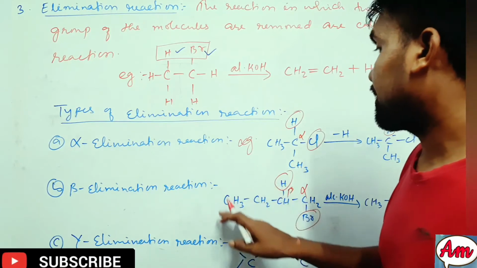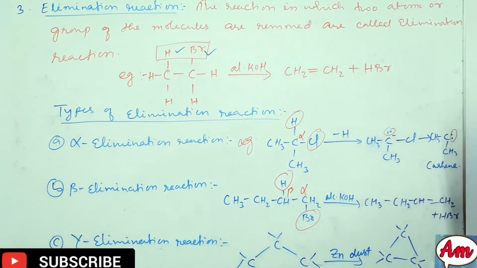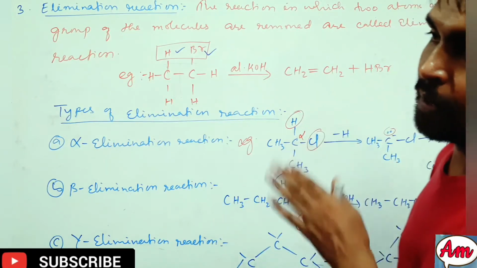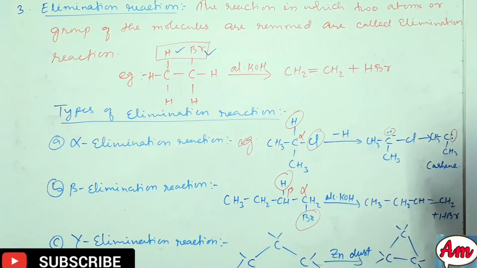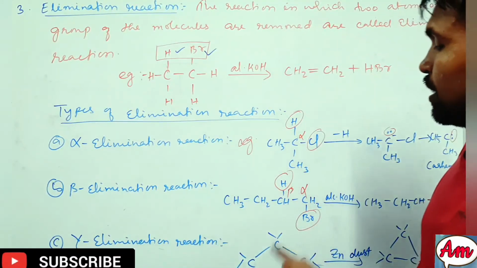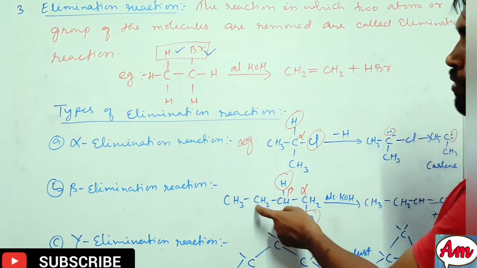Okay, so this is an example of what? Beta elimination reactions. Remember, beta elimination means from beta position hydrogen and from alpha position halogens. The next one is gamma elimination reactions. So gamma is what? Alpha, beta, gamma. Next one will be gamma.